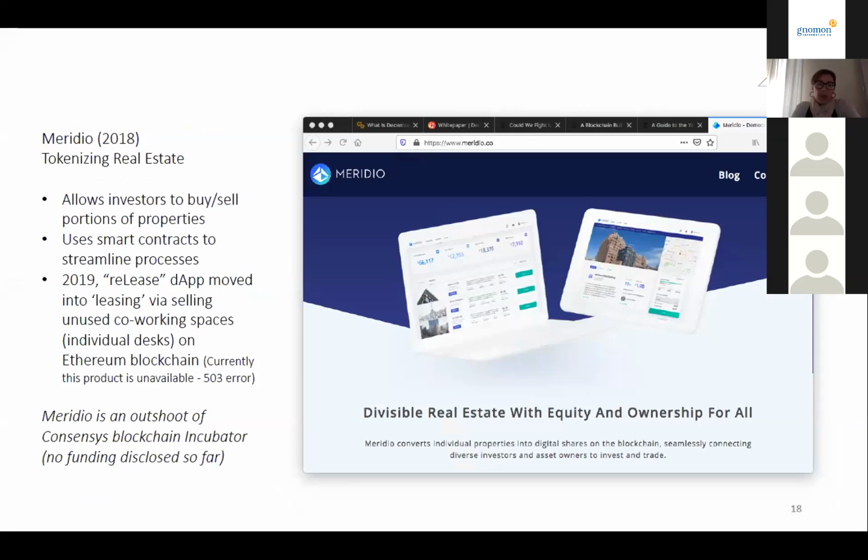Meridio is the second one, or if we use the Greek pronunciation, it's Meridio. They were started in 2018 and not a Greek startup, unfortunately, although they may have Greek founders, although the names don't say that. But basically what they're doing is tokenizing real estate. So they created a platform where you can actually buy and sell pieces of individual properties. And obviously they use a smart contract, which streamlines all the processes.